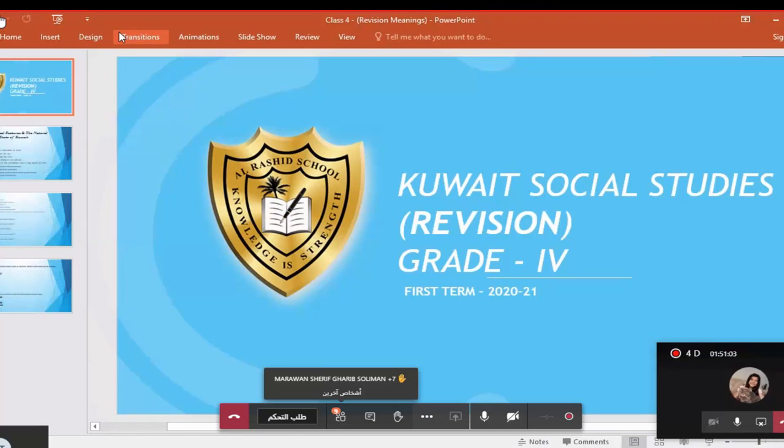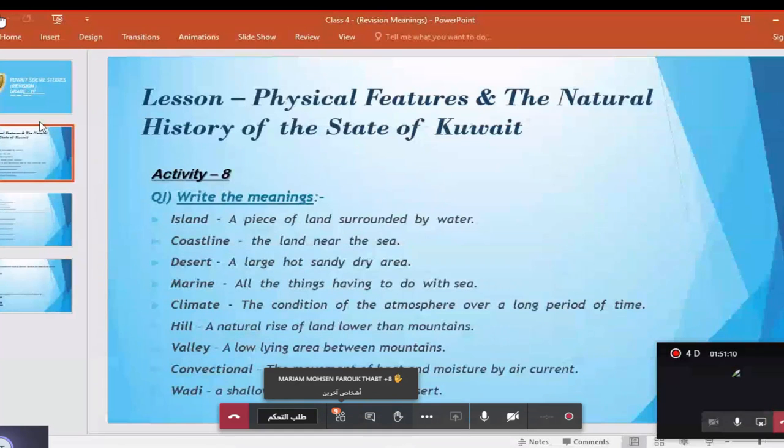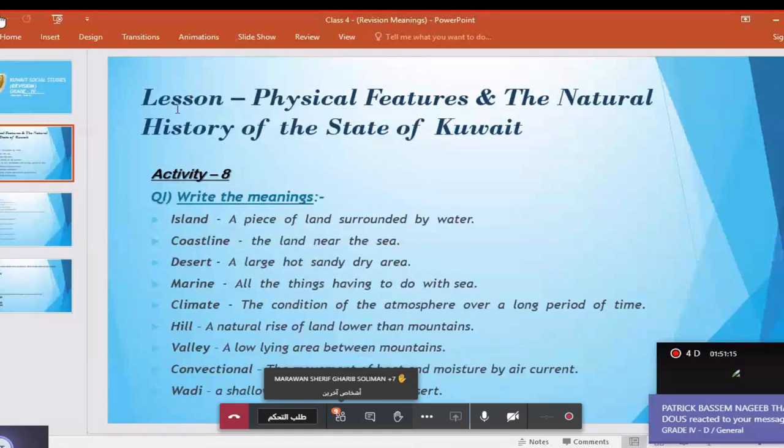So you have written the meanings yesterday, isn't it, children? Okay. So we have done yesterday's lesson, physical features and the natural history of the state of Kuwait.